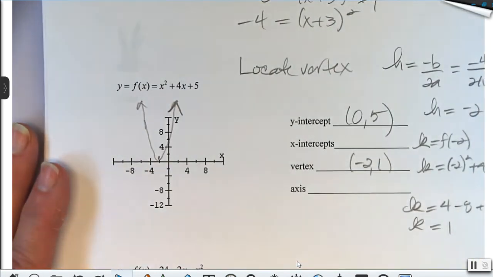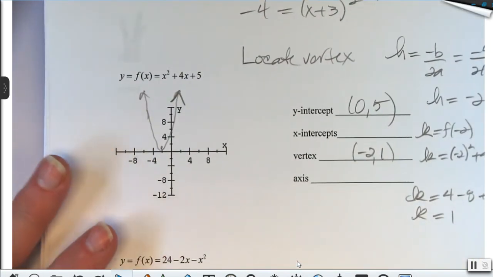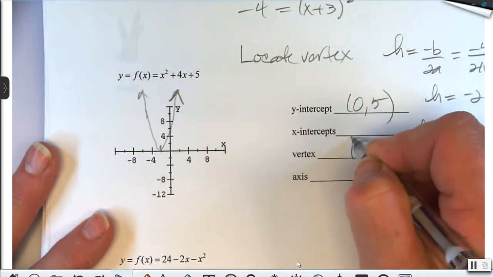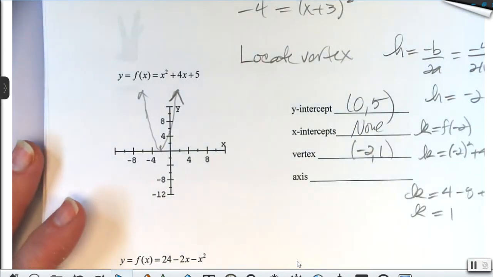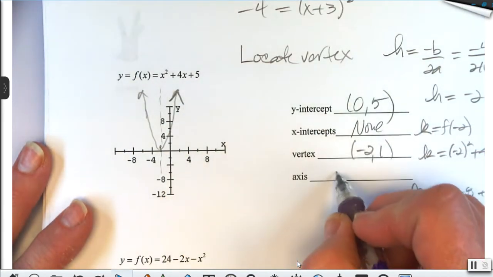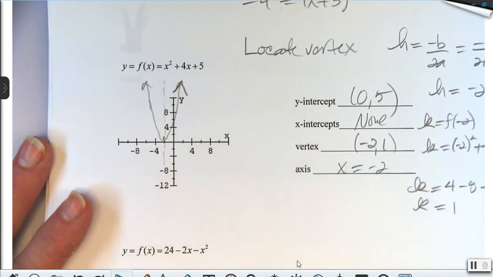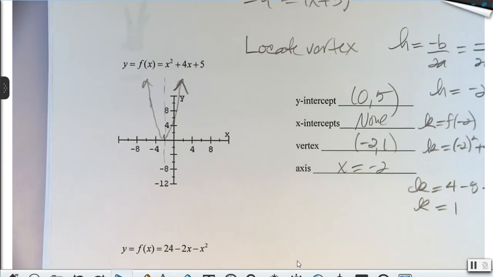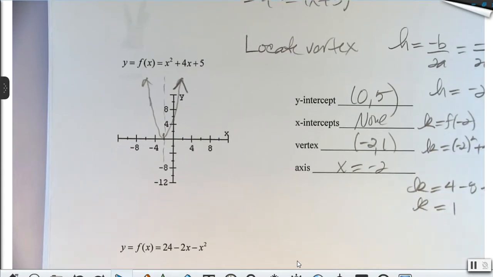All right, so again, it's pretty close to the x-axis, but again, it's not going to cross us. So again, what I say here for my x-intercepts, we have none. And my graph should be symmetric about the line x is equal to negative 2. It's a vertical line, so it's always x equals something. And the x, what it's equal to in this case, is the x-coordinate of your vertex.